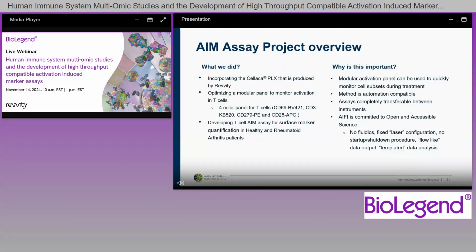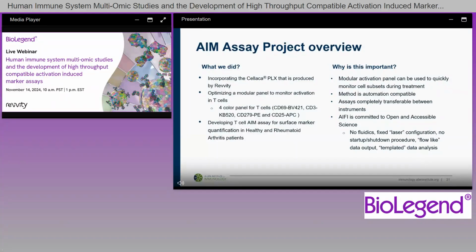To help us understand and answer those questions, using the Celica PLX, we optimized a panel to monitor activation in T cells. The panel we optimized was a 4-color panel that consists of T cell activation-induced surface markers that would help quantify the response between healthy and rheumatoid arthritis patient samples.